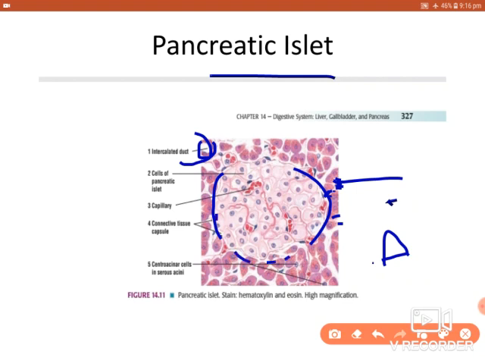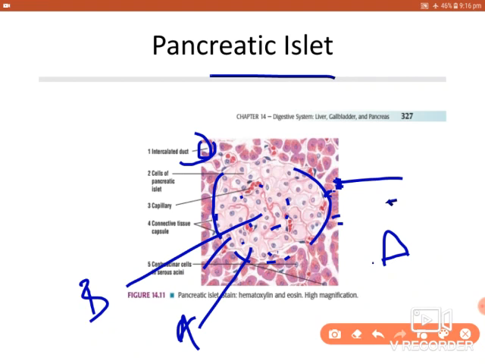Over the periphery, these are the alpha cells, which contribute about 20% of the pancreatic islet. Then in the center, you can see numerous beta cells. These beta cells produce insulin, which lowers the blood glucose level. Alpha cells produce glucagon, which elevates the blood glucose levels.